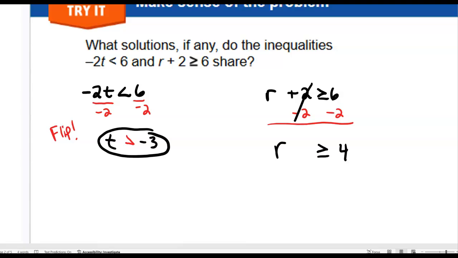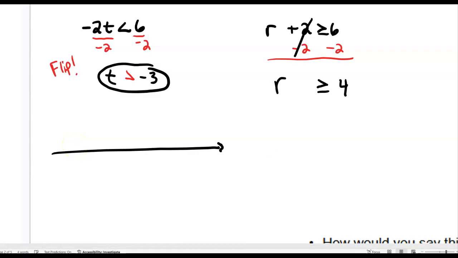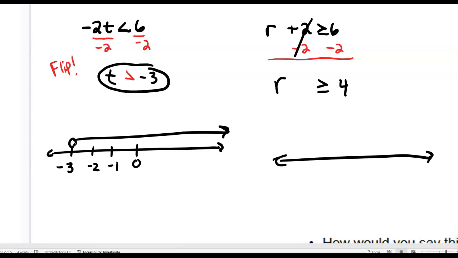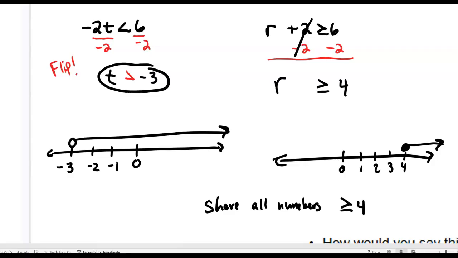So what do they share? We can graph all the solutions for this inequality. Here's 0, so negative 3 is right there, and the solution includes every number bigger, to infinity, greater than negative 3. We can do the same thing here. The 0 is right there. 1, 2, 3, 4. It includes 4 as a solution, and every number greater than 4 is part of the solution. So all numbers for t, they share all numbers greater than or equal to 4 in their solutions.